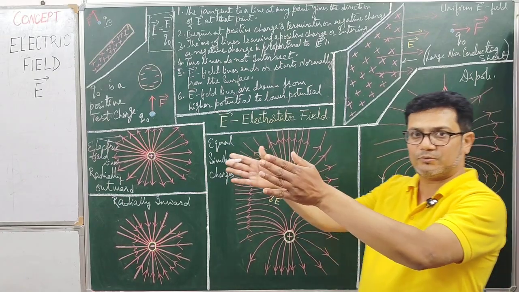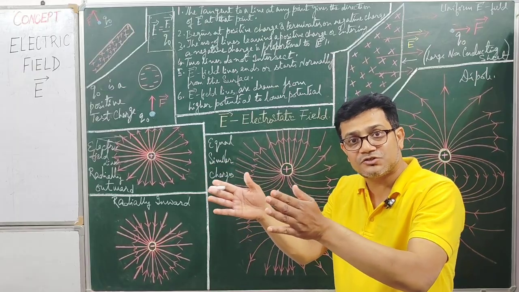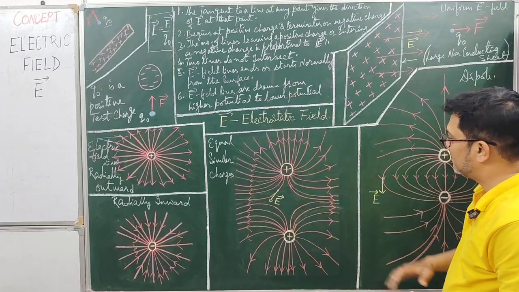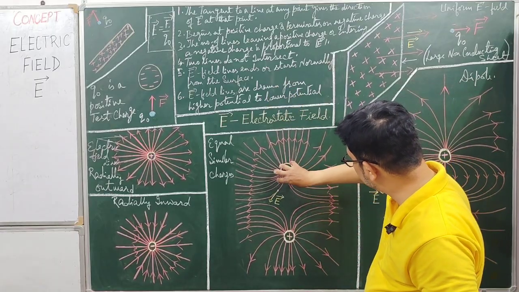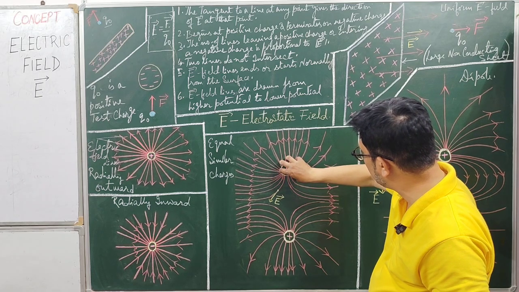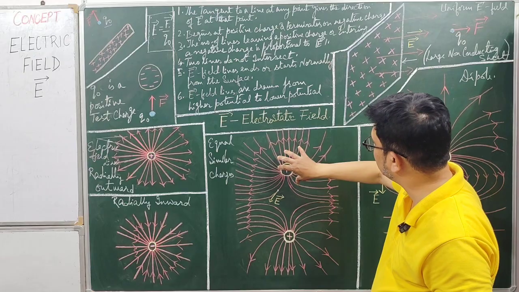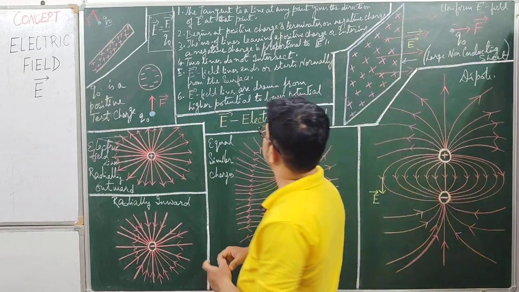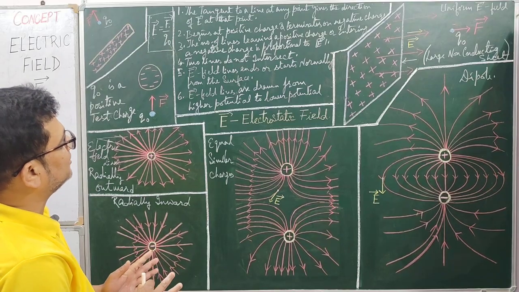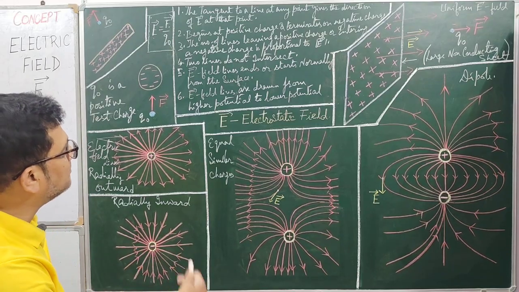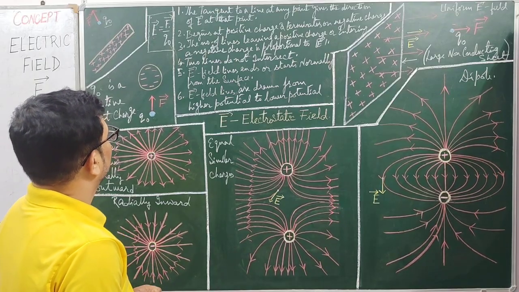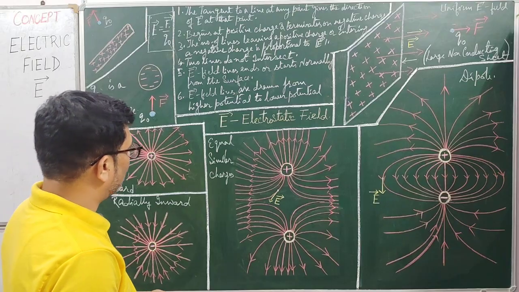As it moves further away, the electric field strength decreases. Why? Because we have that relation, and we'll come to that relation again. But in the diagram, we see it is dense near the positive charge because the strength is more, and as we move away, the lines go further apart. So that is the third property: the number of lines of force leaving a positive charge or entering a negative charge is proportional to the magnitude of the electrostatic field.